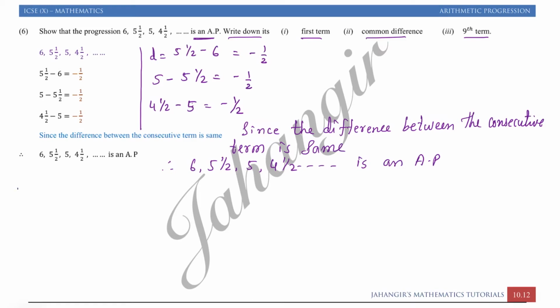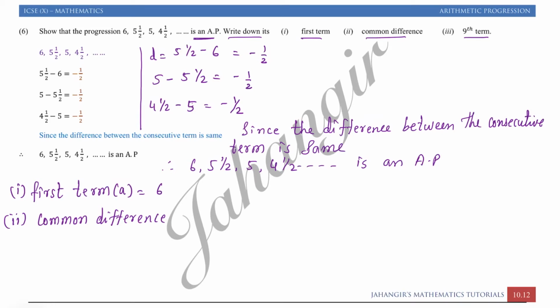So here we got the difference between the consecutive terms is the same, so it is an AP. Now, the first question may be how to write the first term, that is A, which is 6. Second, we may have the common difference, that is again minus 0.5. And third, we may have to find the ninth term. So the ninth term can be written as T9, that is question mark.